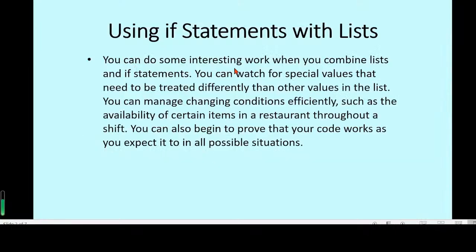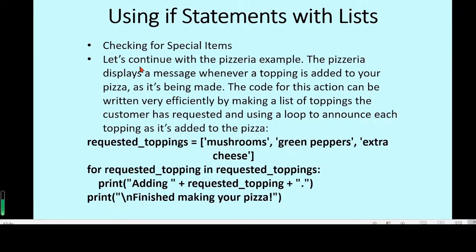You can do some interesting work when you combine lists and if statements. You can watch for special values that need to be treated differently than other values in the list. You can manage changing conditions efficiently, such as the availability of certain items in a restaurant throughout a shift. You can also begin to prove that your code works as you expect it to in all possible situations. So, checking for special items.